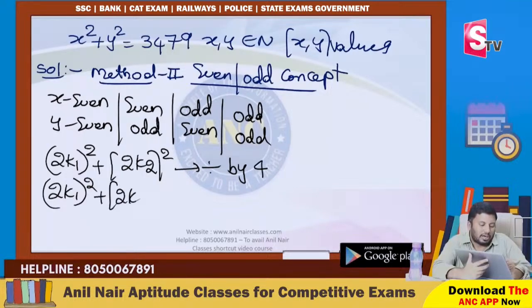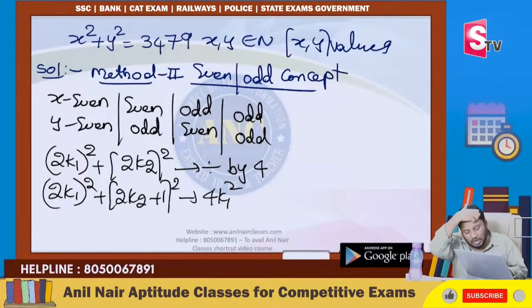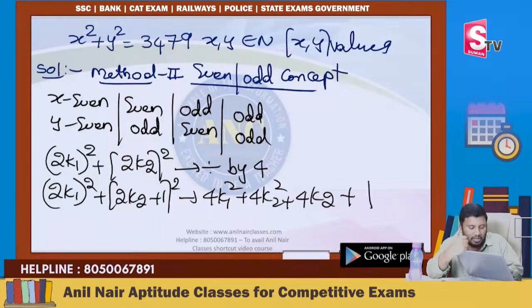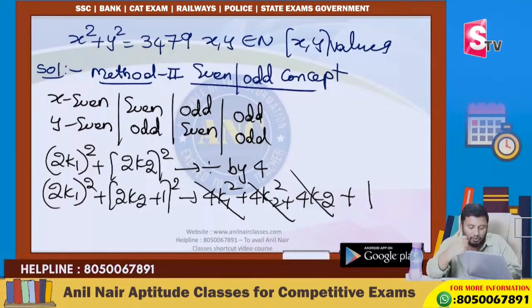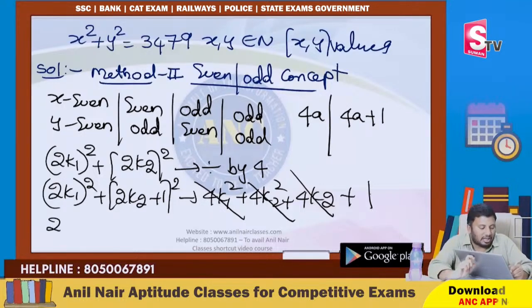One is even, one is odd: (2k1) whole square plus (2k2 plus 1) whole square. (2k1) square is 4k1 square. (2k2 plus 1) square is 4k2 square plus 4k2 plus 1. These are divisible by 4, and the remainder is 1. One is perfectly divisible by 4, another gives a remainder 1.